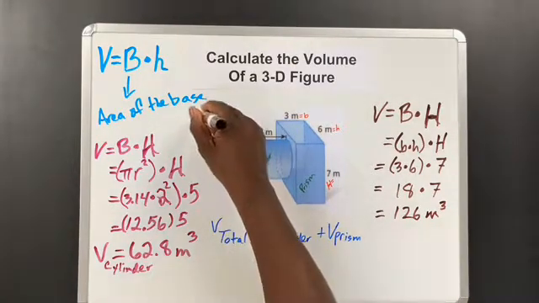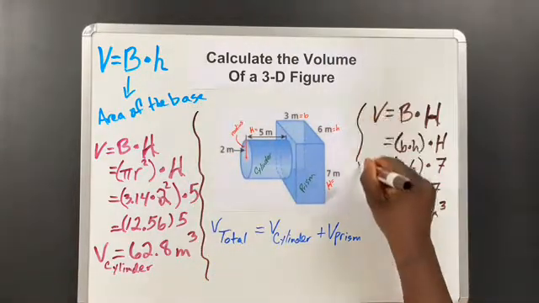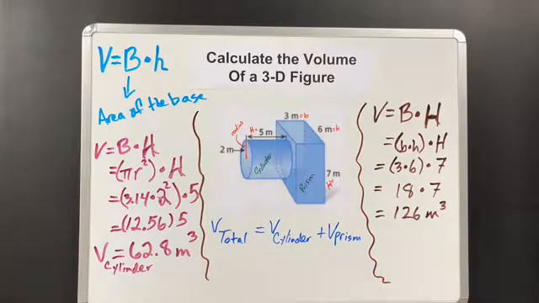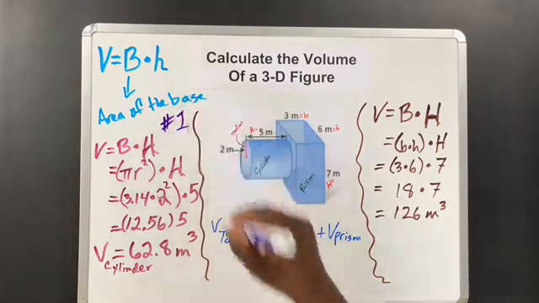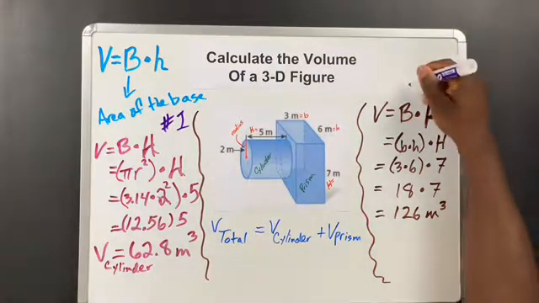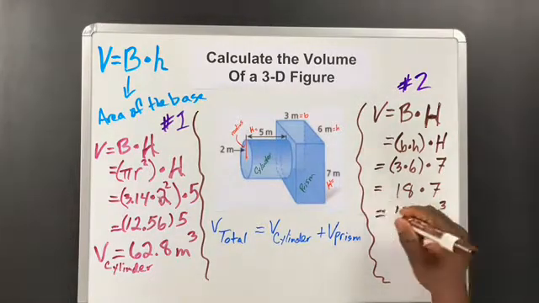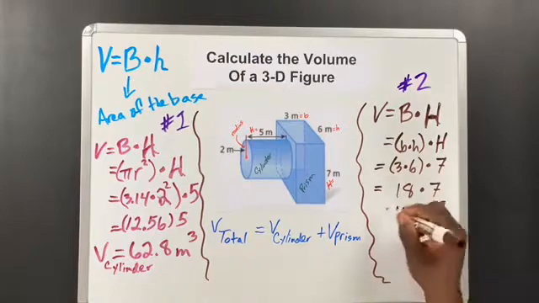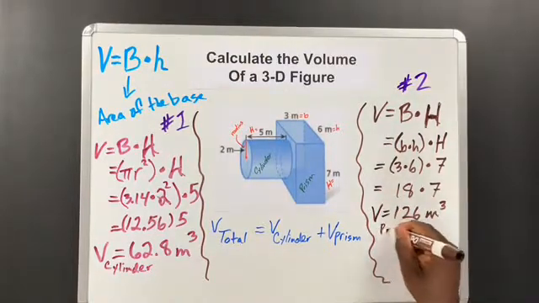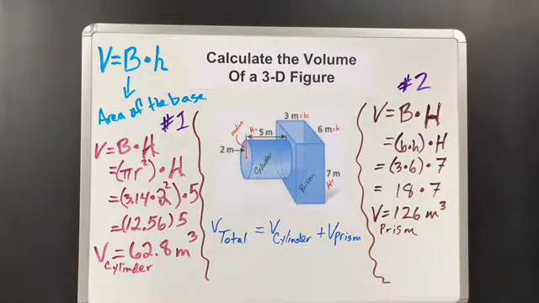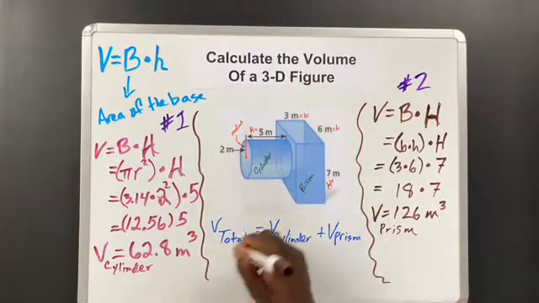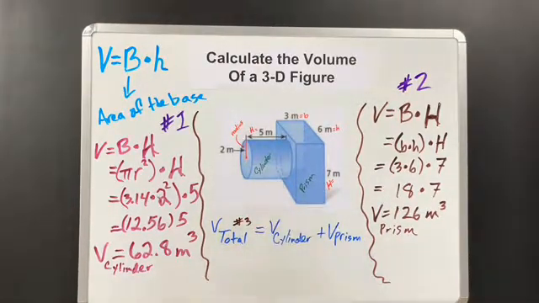Now, I'm going to go ahead and separate these calculations. Because what we're dealing with is part number 1, which is right here, where we calculated the volume of the cylinder. Then we went to part number 2, where we calculated the volume of the prism. That was step number 2. And now we're over here at step number 3.